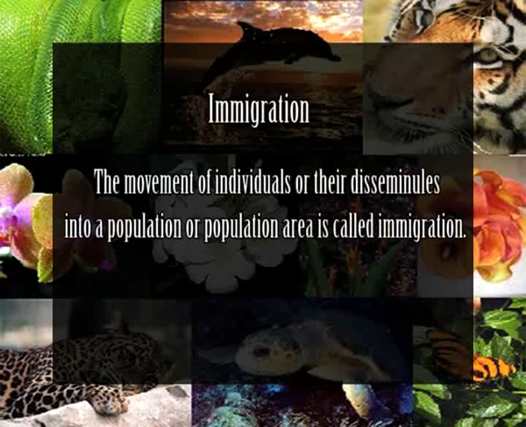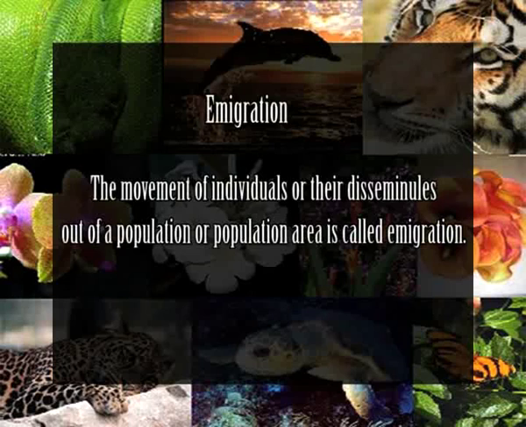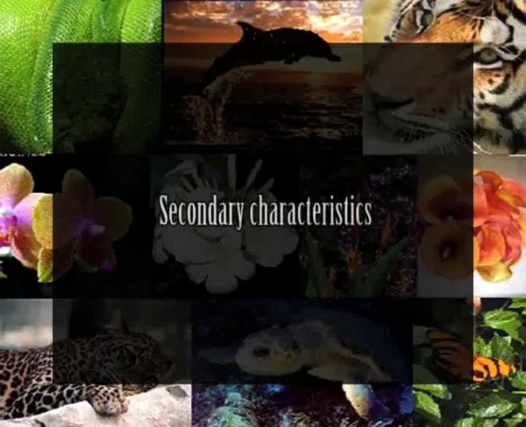Now, the fourth important characteristic of a population is immigration. The movement of individuals or their disseminules into a population or population area is called immigration. It increases population size. Fifth important characteristic of a population is emigration. The movement of individuals or their disseminules out of a population or population area is called emigration. It decreases population size.